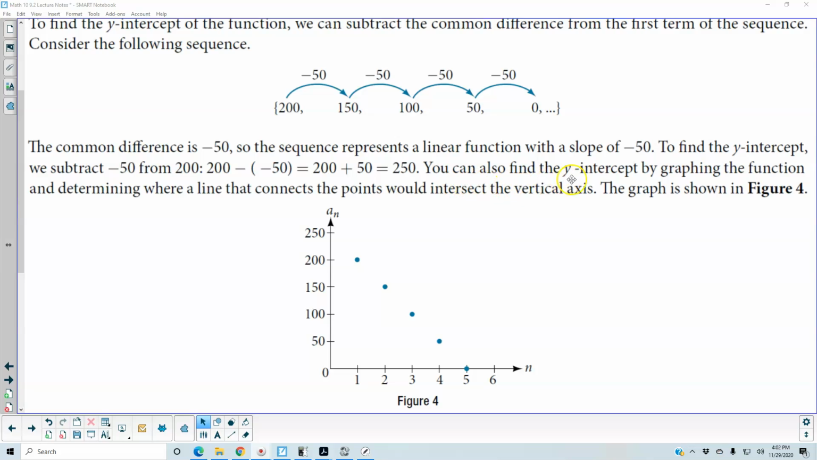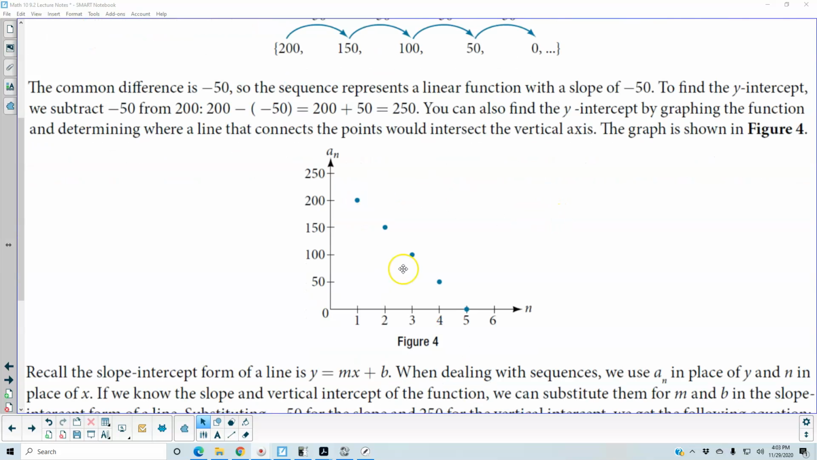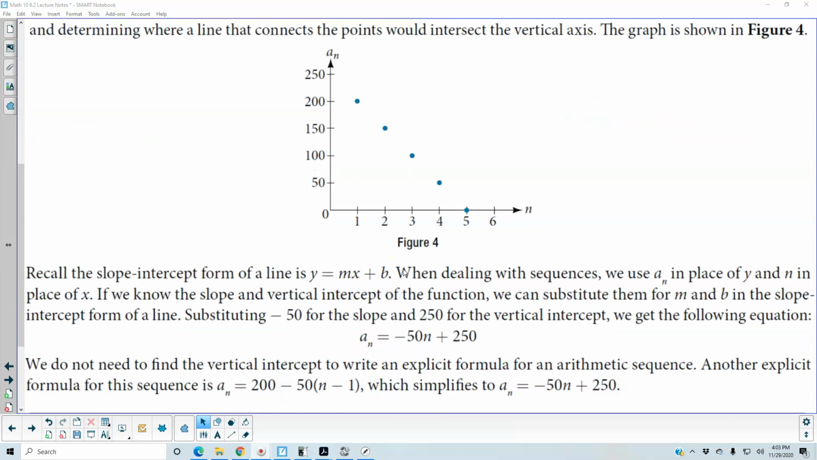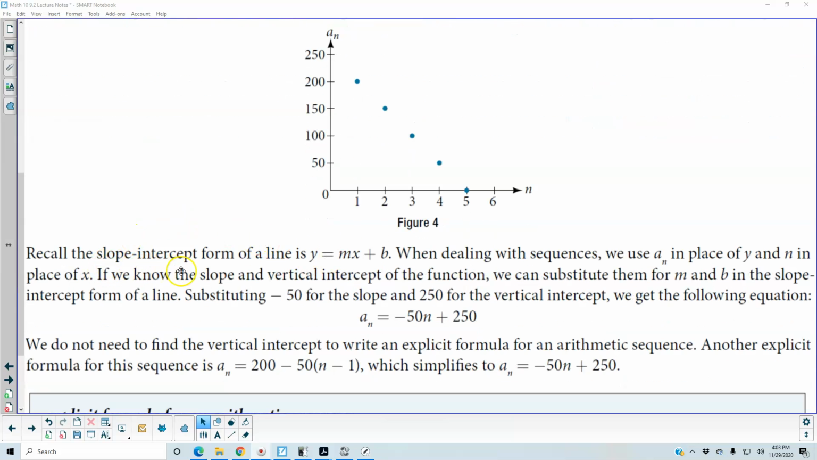So you can also find the y-intercept by graphing the function and determining where a line that connects the points would intersect the vertical axis, as shown here in figure 4. Now recall, the slope-intercept form of a line is y equals mx plus b. When dealing with sequences, we use a subscript n in place of y and n in place of x.